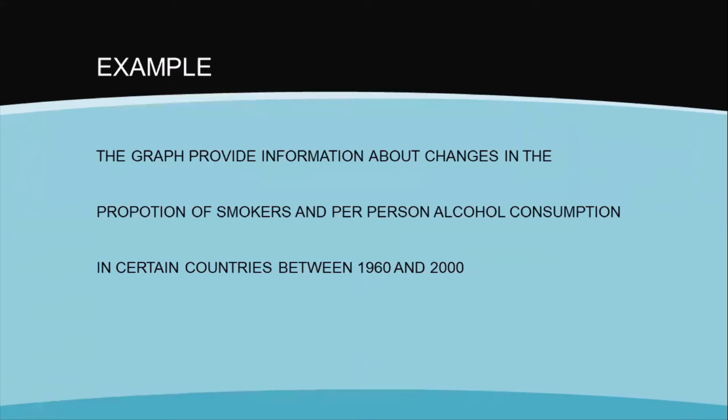Then I used a when prompt called between. Okay, between 1960 and 2000. You can even change like the line graphs give information about trends in the proportion of smokers and per person alcohol consumption in certain countries or selected countries, or in 3 different or 4 different countries over a period of 40 years from 1960. Okay, you can even change like that.